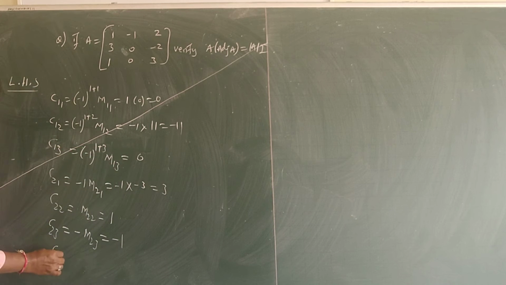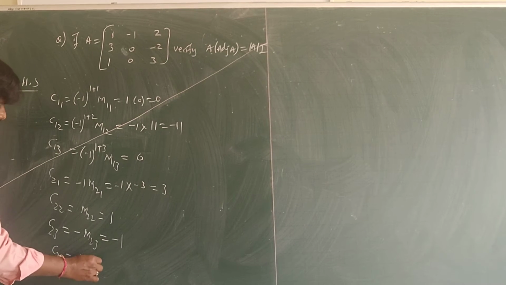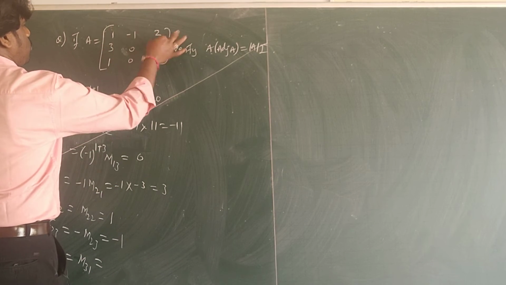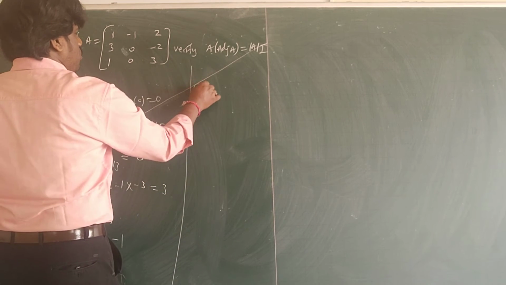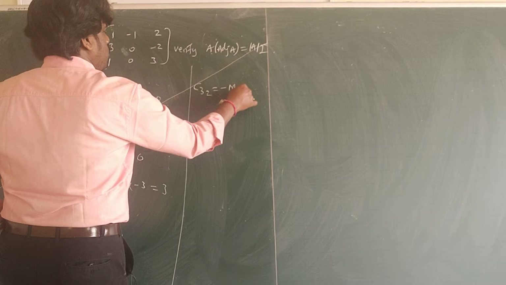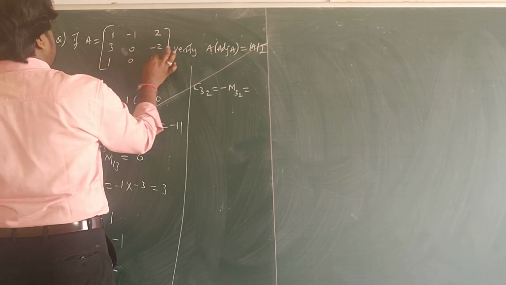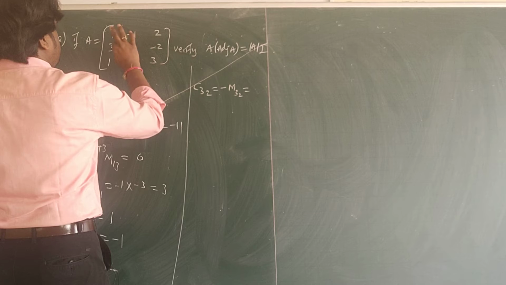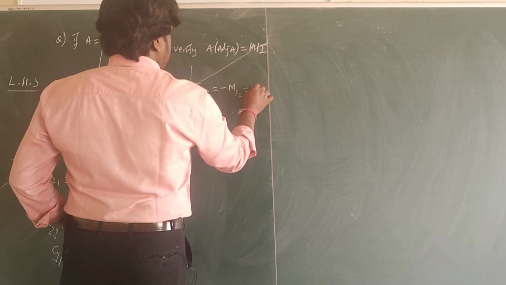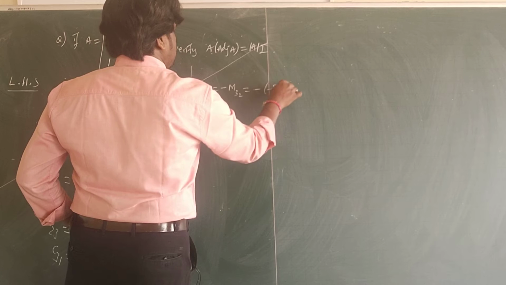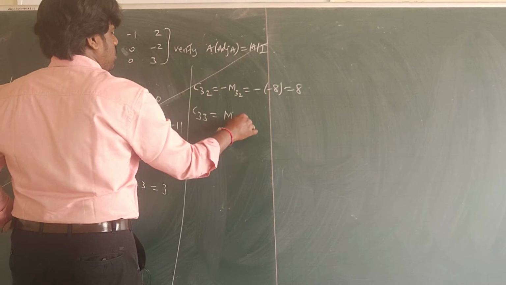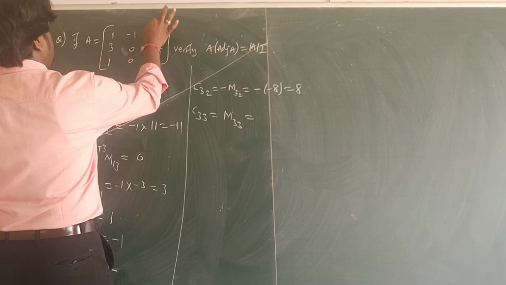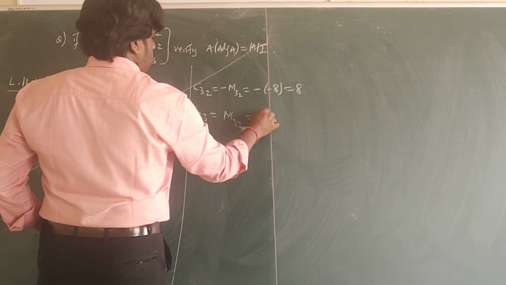Now C31 will be what? Plus M31. Plus M31 means this is closed, 2 you will get. Okay, next, C32 is negative M32. So negative M32, here this is closed. So minus 2, minus 6, minus 8. Minus of minus 8 is plus 8. Okay, C33, that is M33. This I will get as M33. This is closed, 0 plus 3. So 3 is the answer.